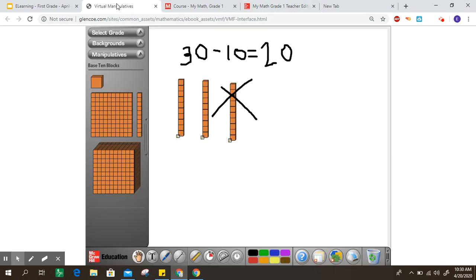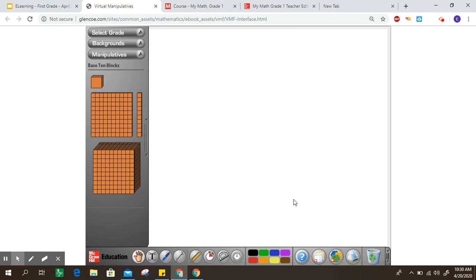So if Alex had 40, I'm going to clear off my page. I think I click the dump. Maybe not. Clear objects. Here we go. All right, that one worked. So if y'all saw this, clear objects.